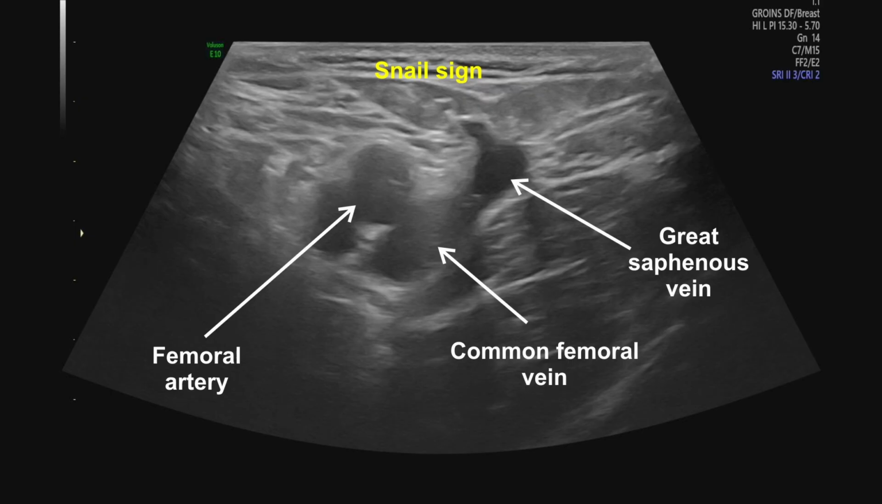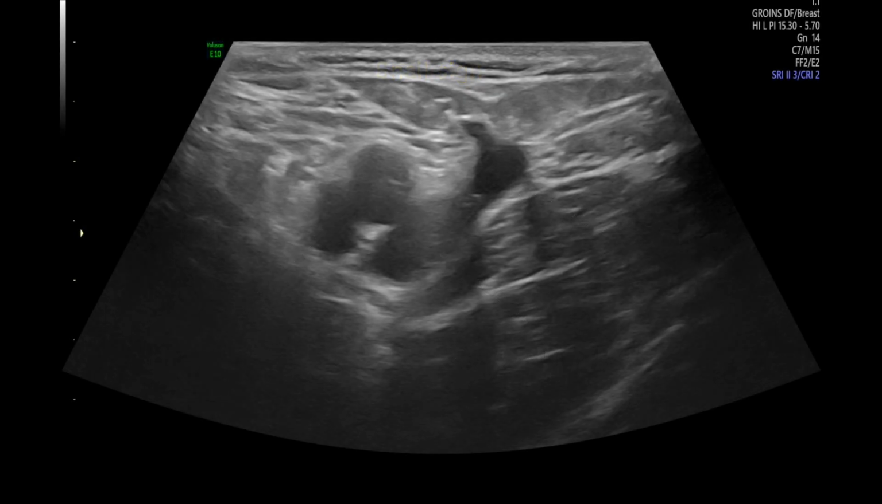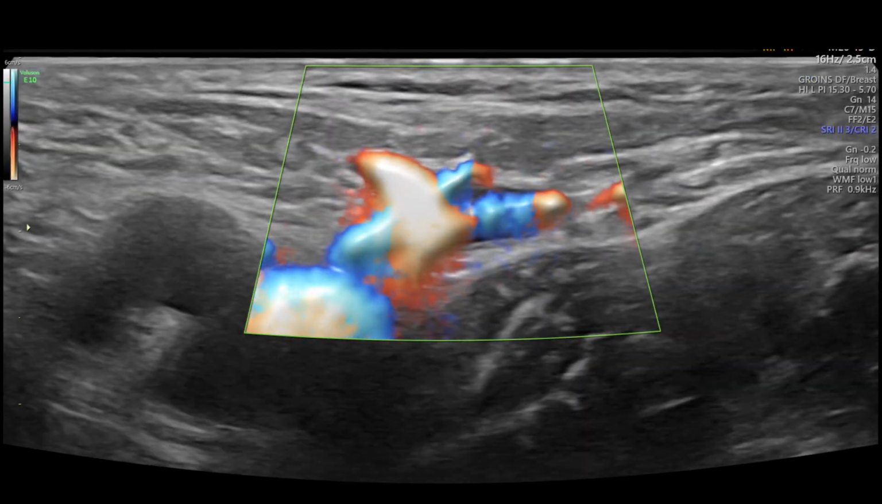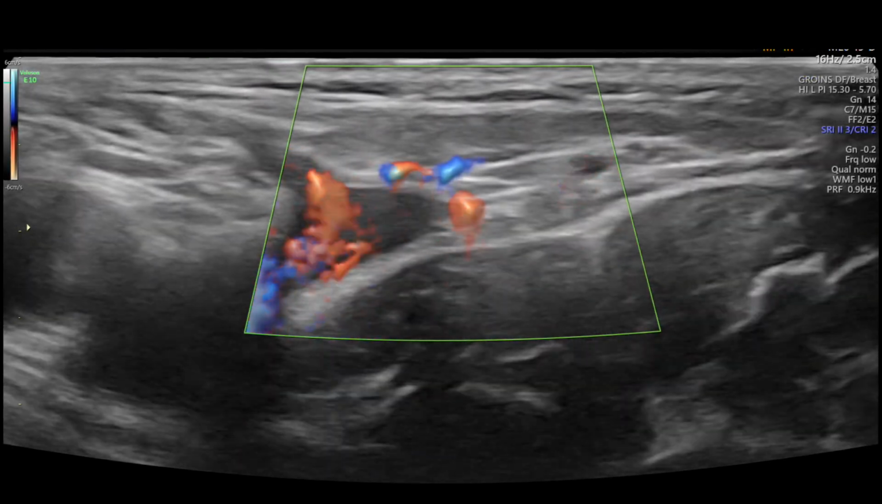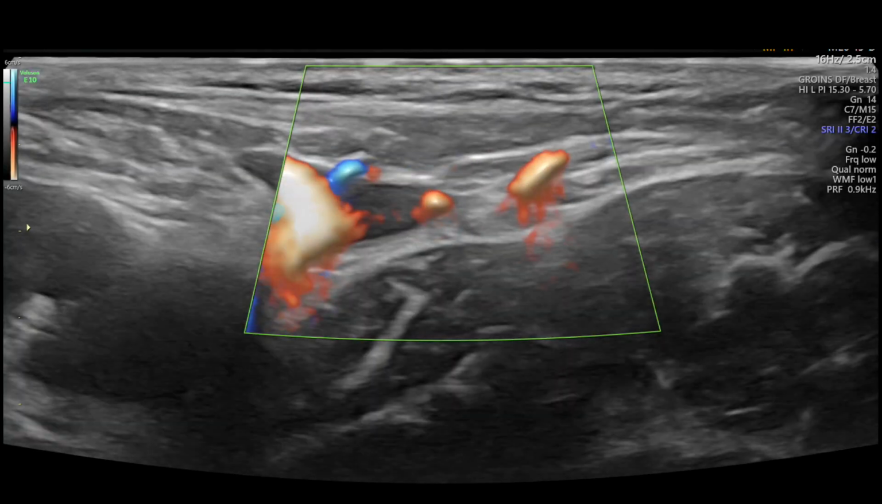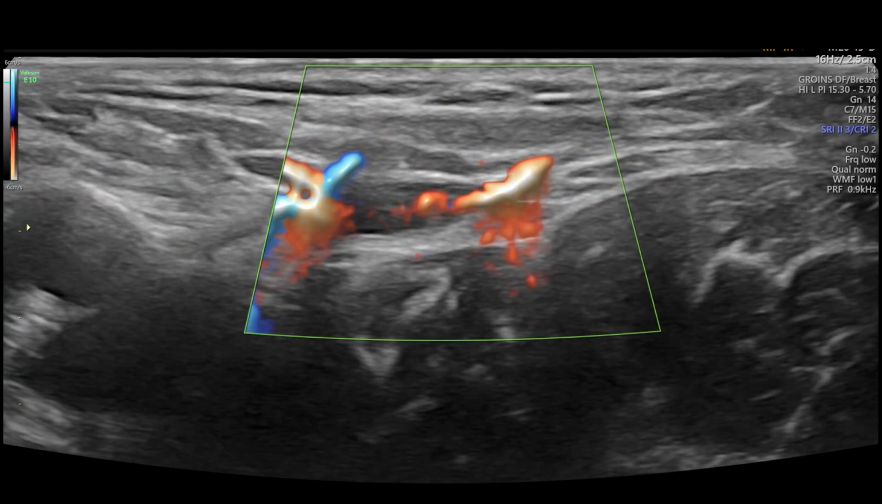The head of the snail is composed of the transverse section of the great saphenous vein, its tributary veins form the horns, and the common femoral vein forms the body and the tail, while the shell is composed of the femoral artery. On color Doppler assessment, we can identify the three major tributaries of the great saphenous vein.